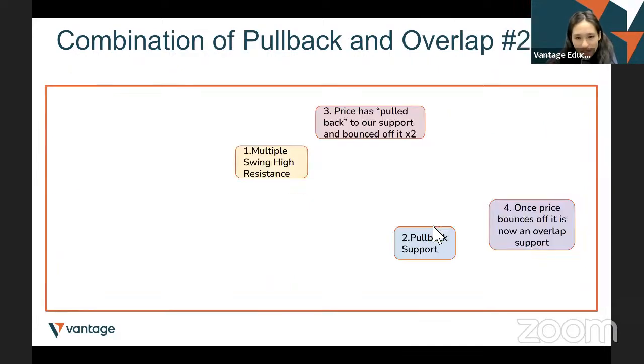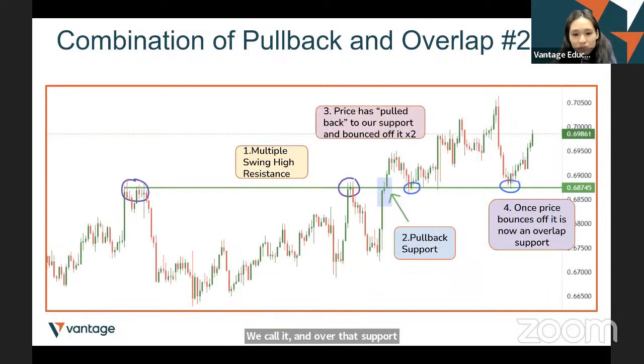Okay, but here's another example. So here we have two swing highs lining up. We have a swing high resistance. Once price has surpassed this level, so it broke our resistance level, we now call it a pullback support because we are expecting price to retrace or pull back to this level, the 0.68745 level.